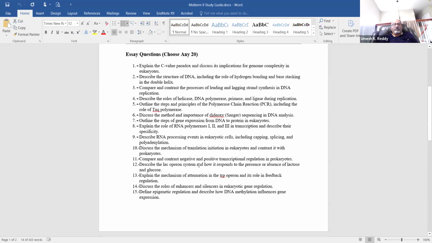So here is transcription regulation, question number 11. That is negative and positive transcription regulation. So in prokaryotes, what happens? Sorry, this question is regulation in prokaryotes and eukaryotes, because negative regulation happens in prokaryotes. So what happens there? The genes are continuously on, but repressed with what? A repressor.